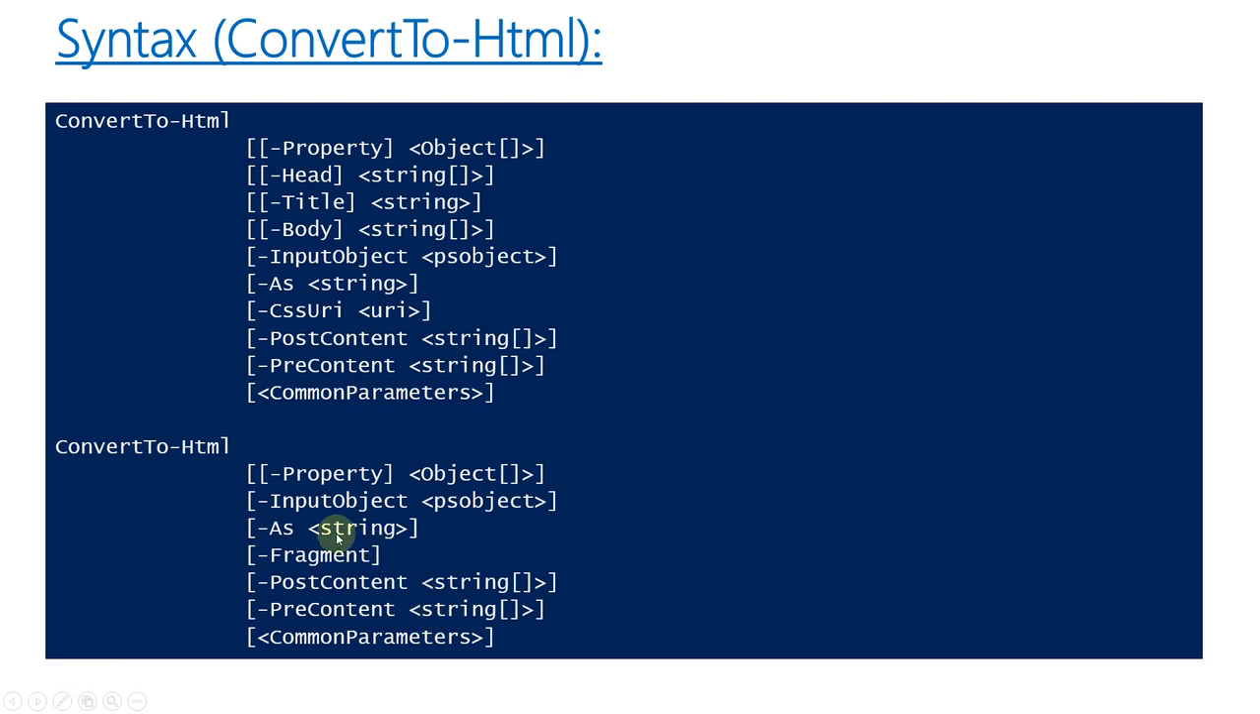And here when we use fragment, then basically the tags for head, title, and body will be skipped, and we will get only the basic table tag. So this is the syntax we can follow when we use the ConvertTo-HTML cmdlet.